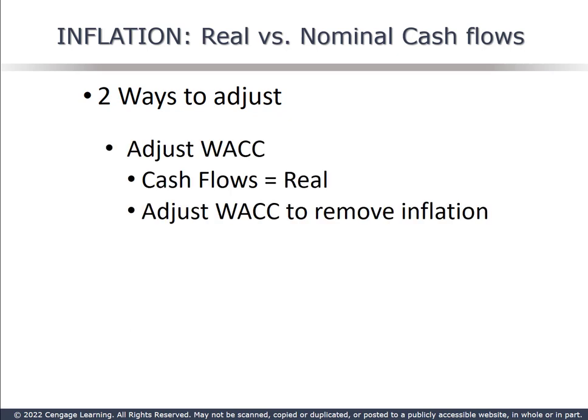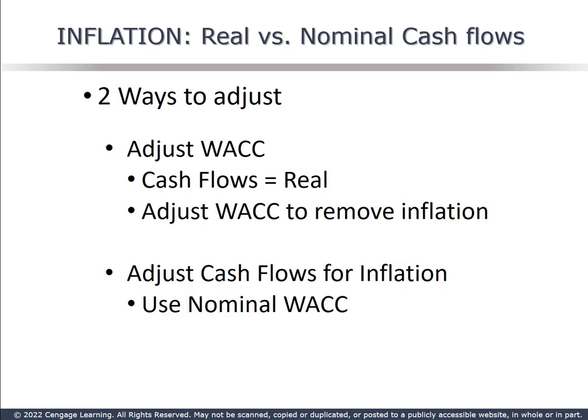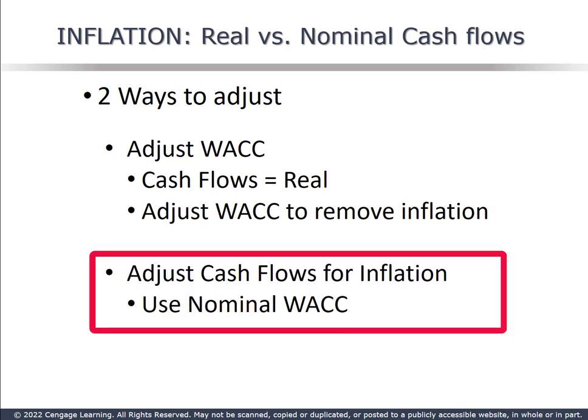We could adjust the discount rate to remove inflation. This sounds like the easiest approach because you adjust just one variable. But it implicitly assumes that inflation affects all line items the same, and it doesn't. Depreciation, for example, isn't affected at all. The better approach is to make adjustments on a line item basis.